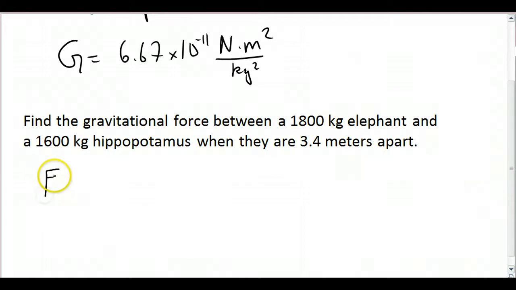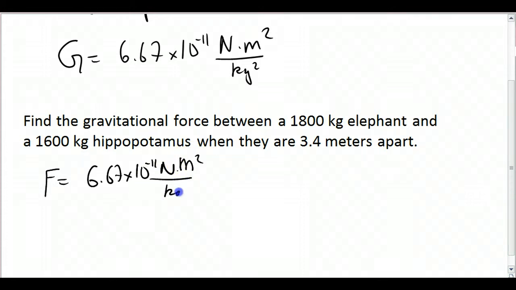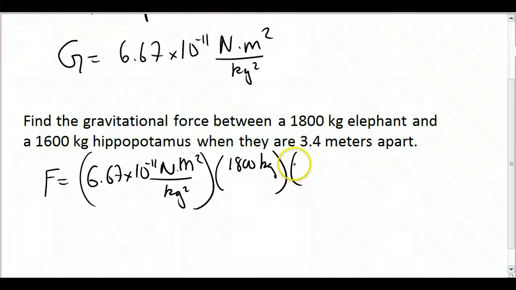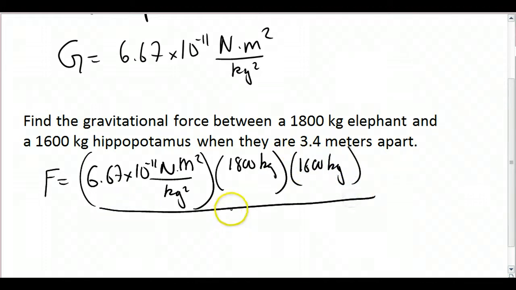We're going to say F is going to equal 6.67 times 10 to the negative 11 newtons times meters squared over kilograms squared. I'm going to put the whole units in so you can see what we're doing here. We're going to multiply this by 1,800 kilograms, that by 1,600 kilograms, and then we're going to divide the whole thing by 3.4 meters squared. I'm going to pause right now. You figure out the answer yourself to make sure you're using your calculator correctly, and then we'll continue.